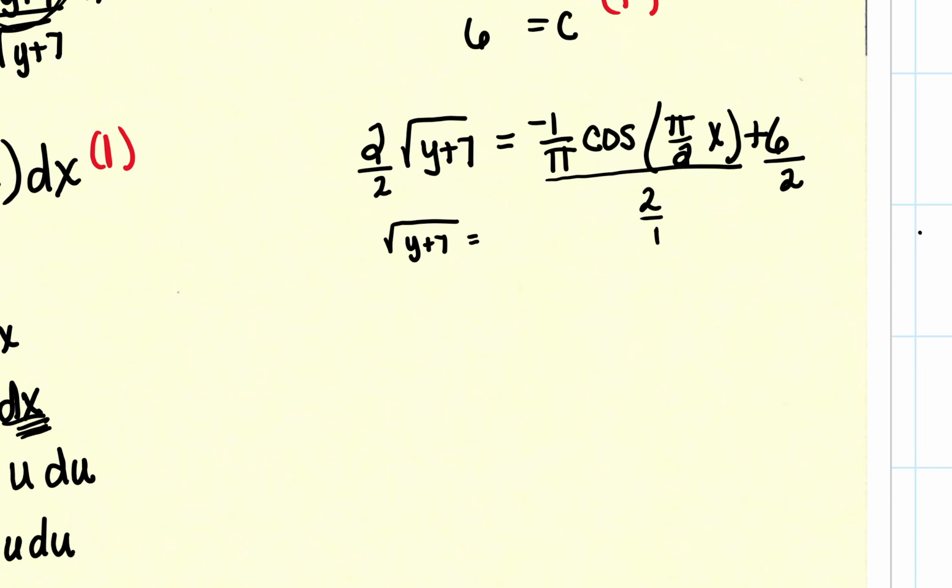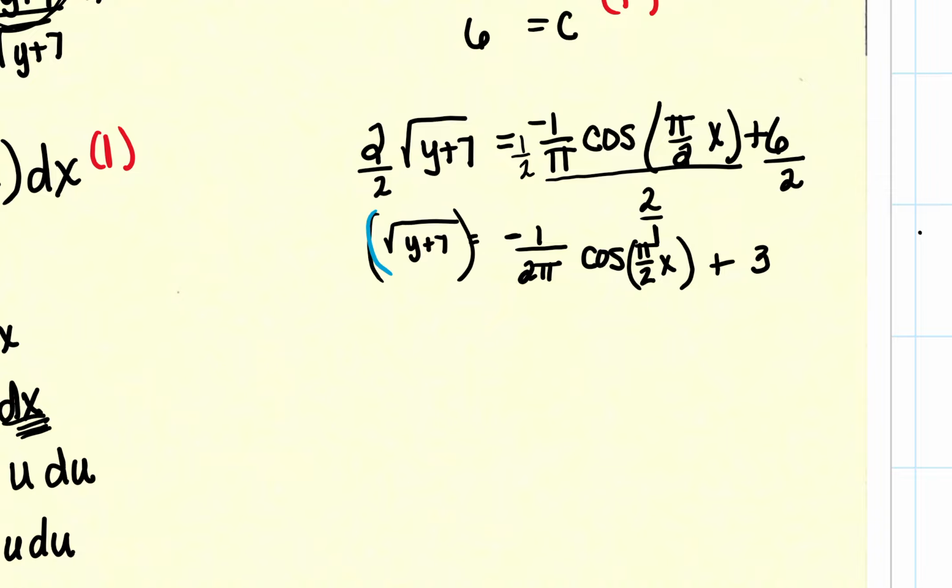Think of that as 2 over 1. So if I flip and multiply, doesn't that become 1 over 2? So that means I'm going to have negative 1 over 2 pi, the cosine of pi over 2x plus 6 divided by 2 is 3. All right, I'm trying to solve it for y, but he's trapped under this square root house. So we need to square both sides so that we can get him free from the square root house.